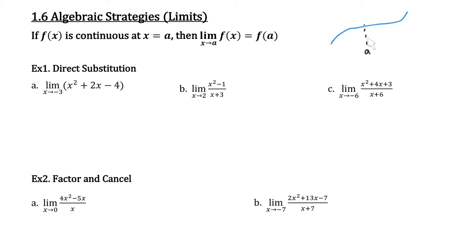So if it's continuous, the easiest thing to do is just plug a in to get the y value at that exact point. We call that direct substitution, and that's the easiest way to evaluate a limit when possible, and it's often possible, so you need to check that first.